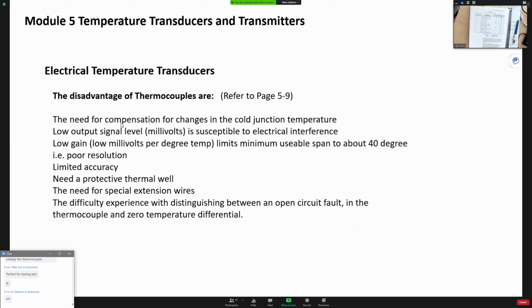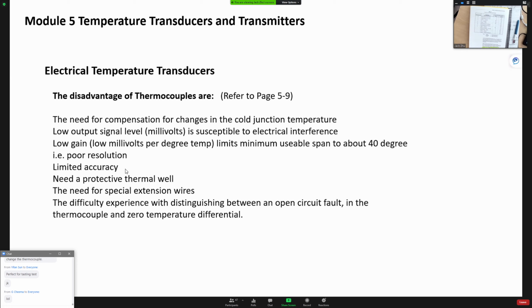There are disadvantages. You need compensation for the cold junction, and the low output voltage in millivolts makes it really susceptible to any interference. For every degree of temperature change, the change of the voltage is really low. So it's very hard to measure unless you have a really good transducer. It's really hard to measure smaller temperature changes. That's what they call poor resolution. So if your temperature only increases 1 or 2 degrees, it's very hard to actually know.